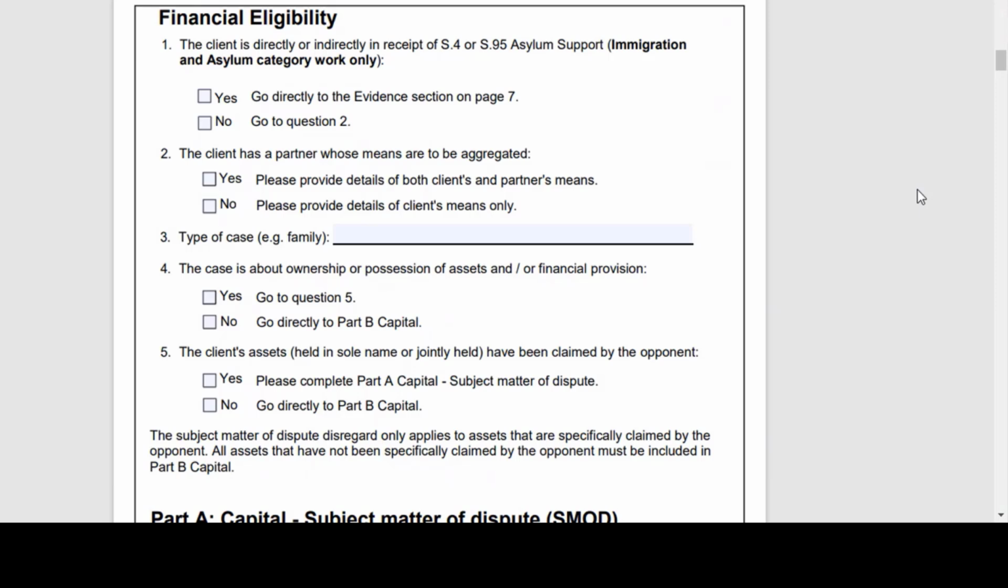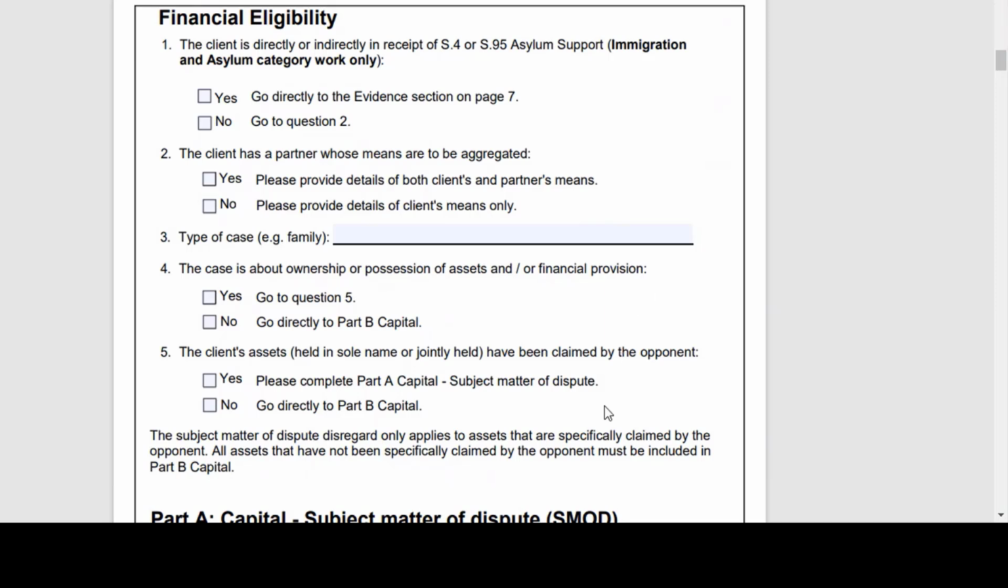You're asked whether or not the client has a partner whose means are to be aggregated, so you would tell us that under question 2. Give us brief information as to the type of case, so family, housing, immigration, whatever that might be, in question 3. In question 4, you're telling us whether or not the case is about ownership or possession of assets and financial provisions. If it is, you complete question 5. If not, you go straight to the Part B capital section.